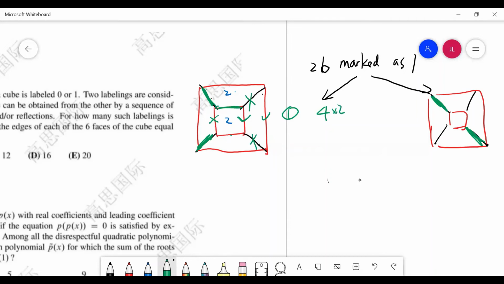So for example, we label here. So then we label here. We label here. Once we do that, we're gonna look at the front edge. We cannot do here. We cannot do here. We have to do here. So then we have 1, 2, 3, 4, 5, 6. We're done. So this is gonna be 4 times 2.